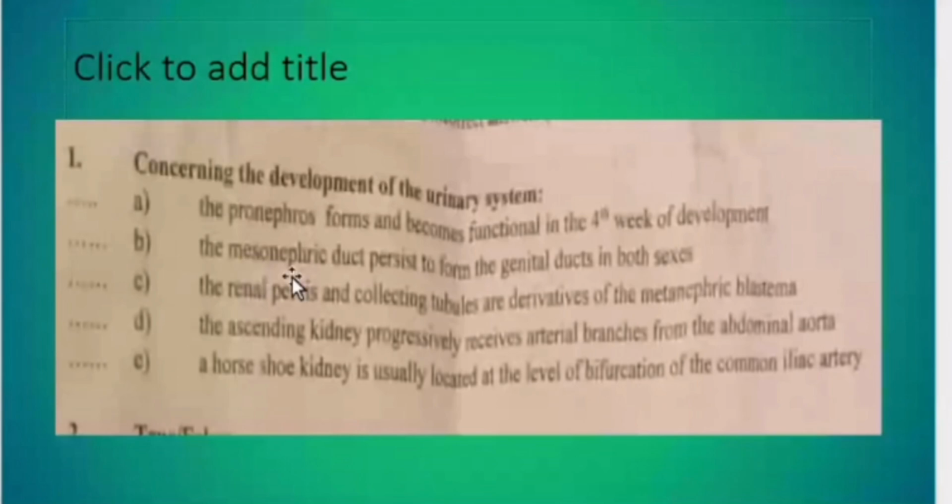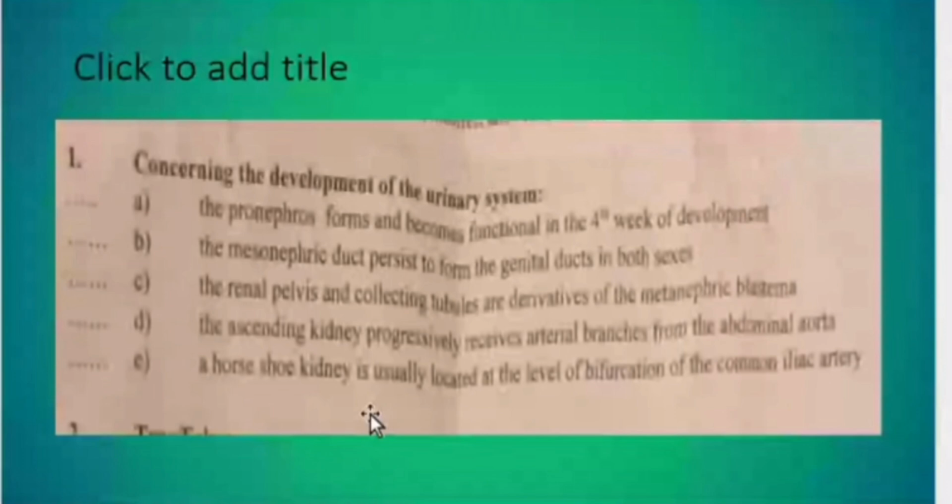Then the mesonephric duct persists to form genital ducts in both sexes. This is false because it only forms genital ducts in males. I remember we mentioned that at the end. Number C, the renal pelvis and the collecting tubules are derivatives of the metanephric blastema. We said nephron is the one that comes from the metanephric blastema.